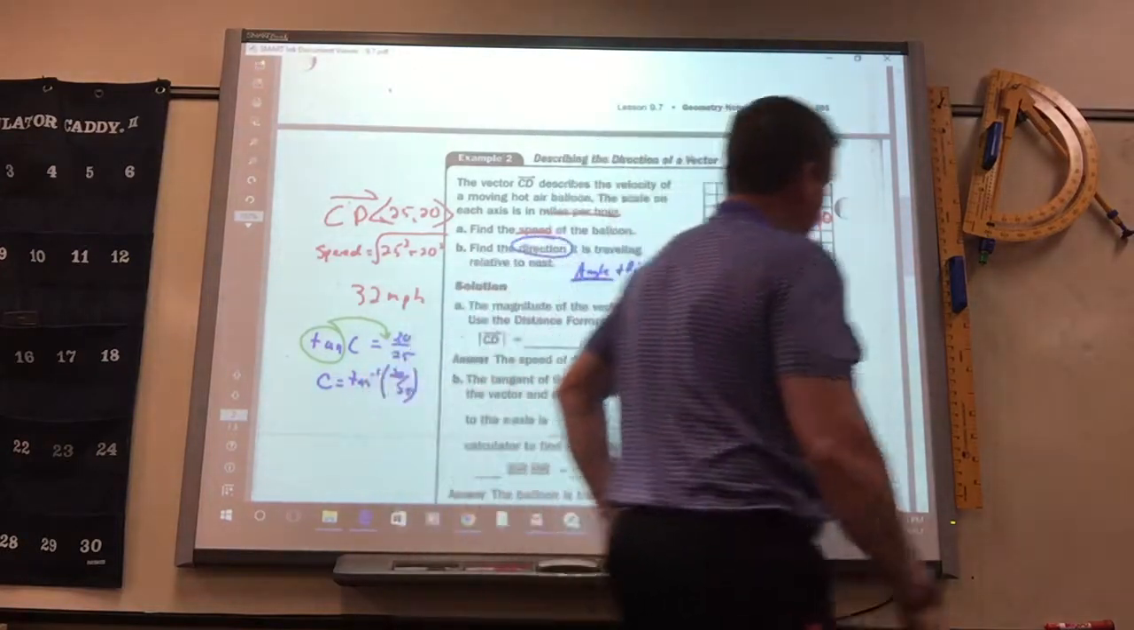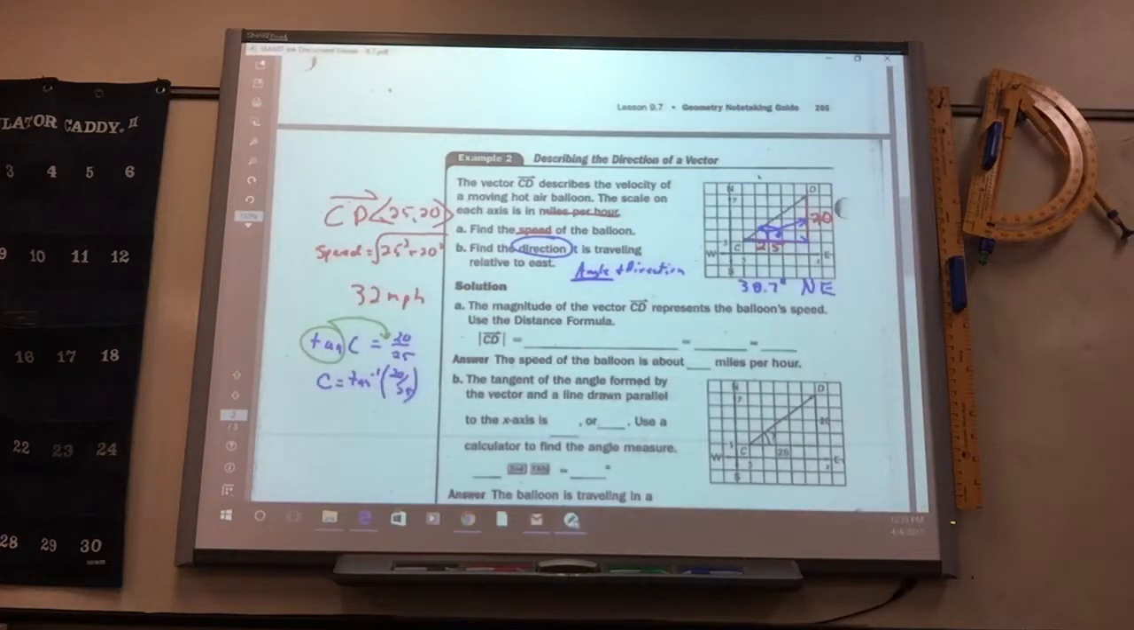They're all going to be tangent? Yep, on a vector they always will.